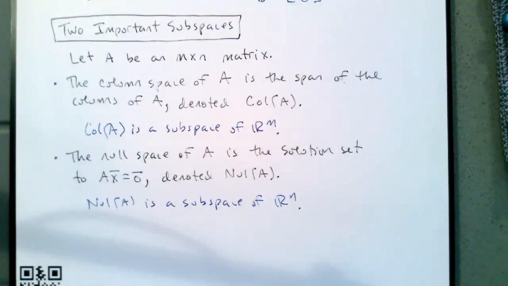What we want to be able to do is write a basis for each of these subspaces, because that's how we're going to describe subspaces, by writing a basis. Start with a spanning set and cut it down to a basis. So there are two important subspaces defined by a matrix.